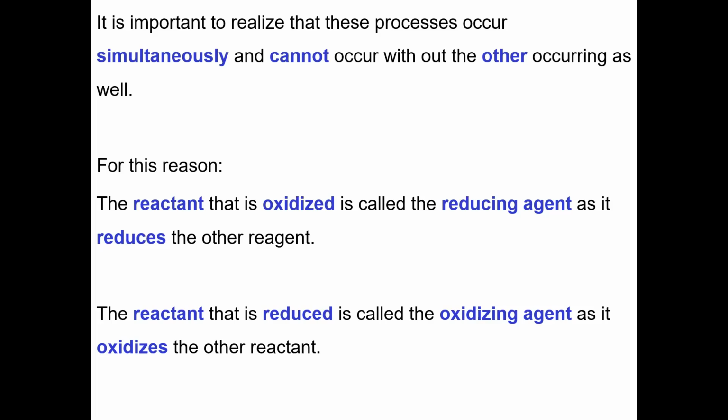Okay, so it's important to realize that oxidation and reduction occur simultaneously, and one cannot occur without the other occurring as well. So that's the reason that we say that the reactant that is oxidized is the reducing agent, because it causes the other reactant to get reduced. And then the reactant that is reduced, that gains electrons, is called the oxidizing agent, as it causes the other reagent to be oxidized. So one can't occur without the other. It is a transfer of electrons from the thing that is being oxidized to the thing that is being reduced.